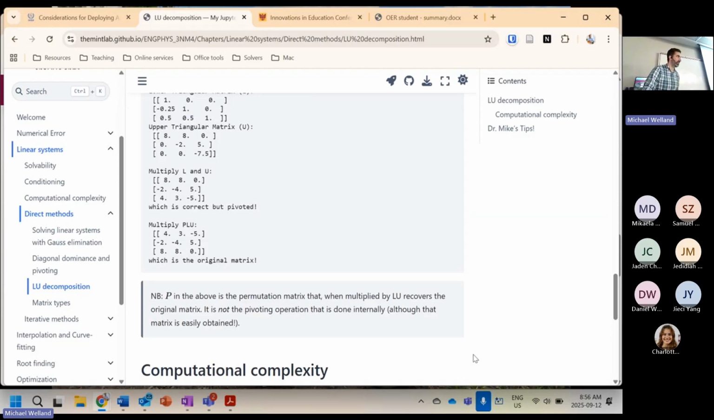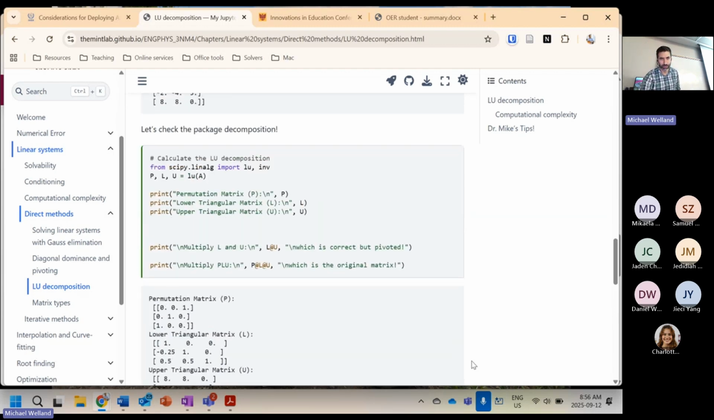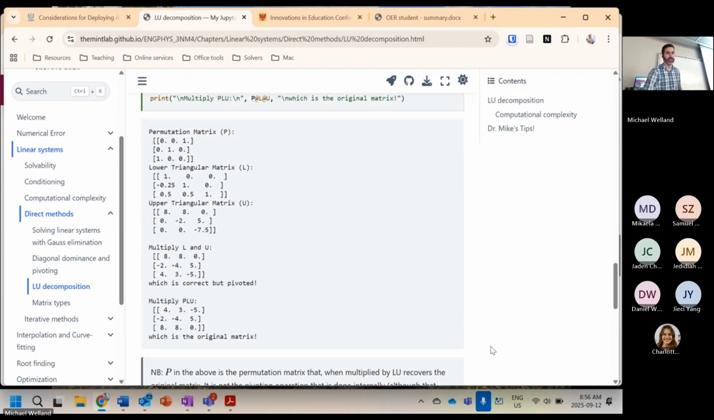Note the order. A is equal to PLU from this particular algorithm. Okay. The pivoting operations inside the LU package, NumPy's, is this NumPy or SciPy? I think it's NumPy. Nope, SciPy. Okay. The package implementation has internal pivoting.